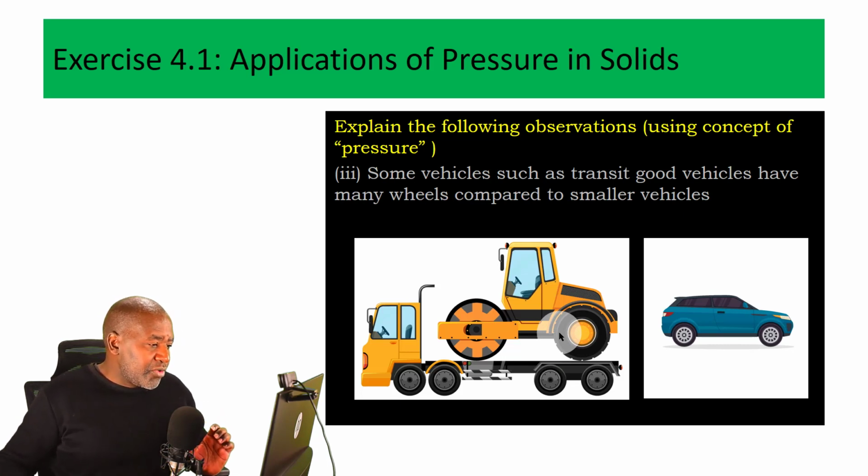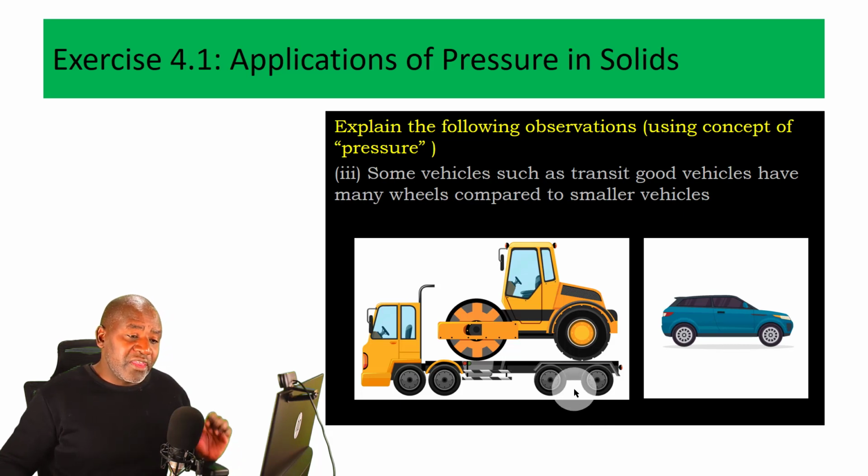So hopefully now you understand why transit goods vehicles have many wheels compared to smaller ones. You're going to answer that in terms of the fact that they've got very large weight, meaning that they exert a certain amount of pressure downwards. If the tires were few, the area will be small. That will make the pressure exerted by the tire on the road surface very high, and that can destroy the road surface, making it very expensive for the government.